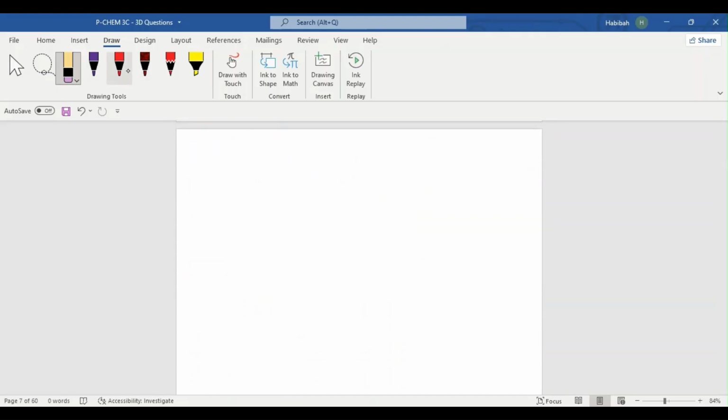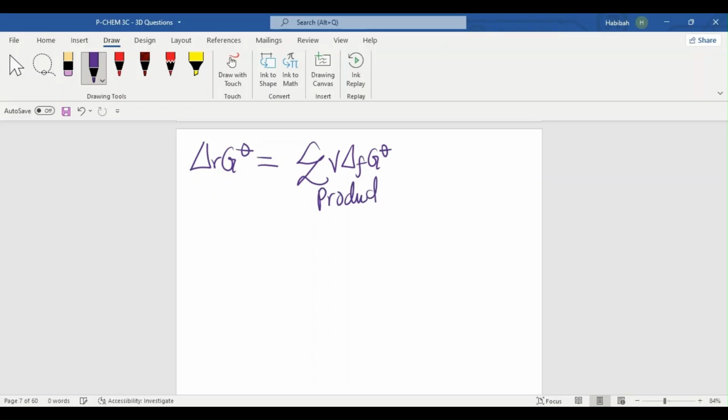So generally, anytime that you're working with the Gibbs energy of reaction, you have to note that the general formula is the summation of the Gibbs energy of formation for the products minus the summation of the Gibbs energy of formation for the reactants. So you have to know this. This is such an important formula to memorize. When you know this, then you'll be able to start working.